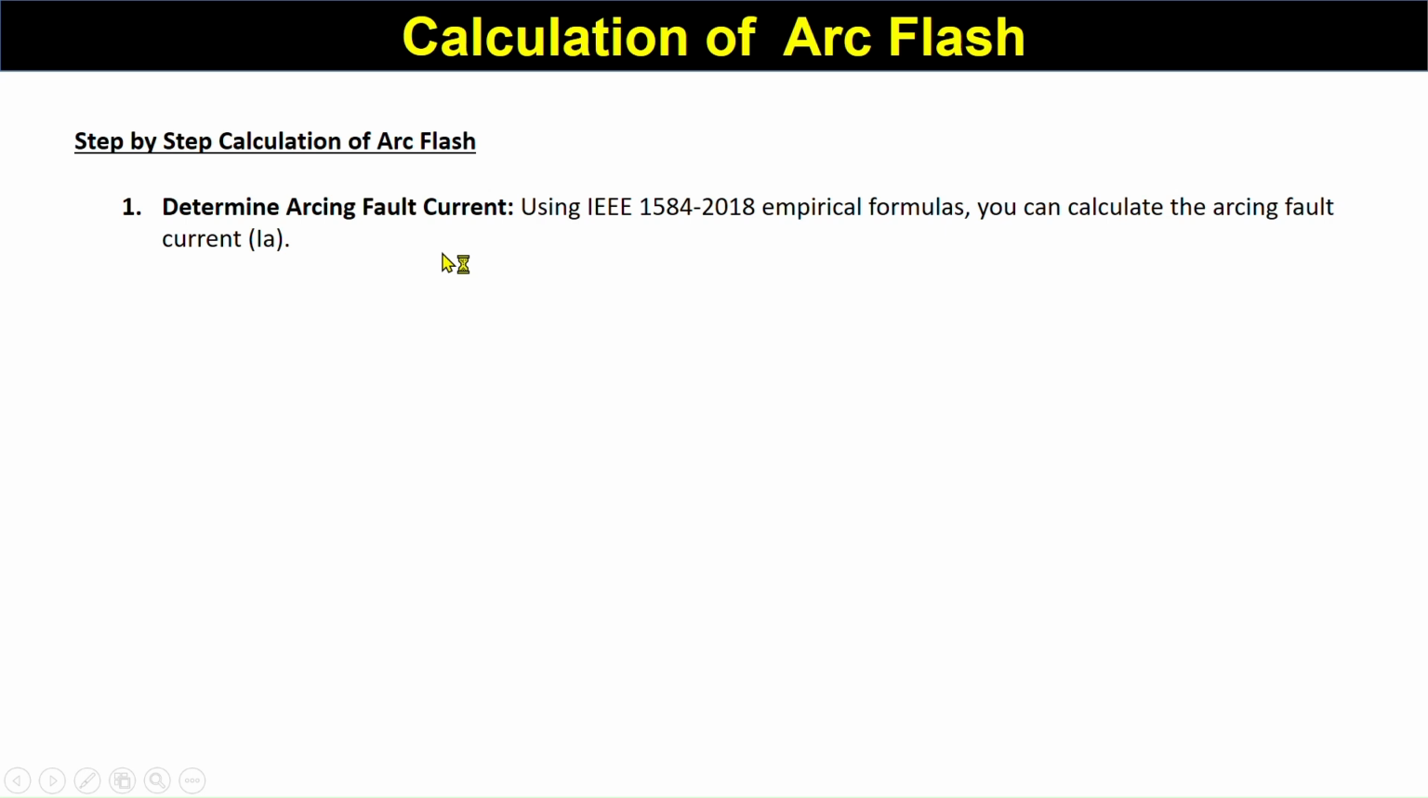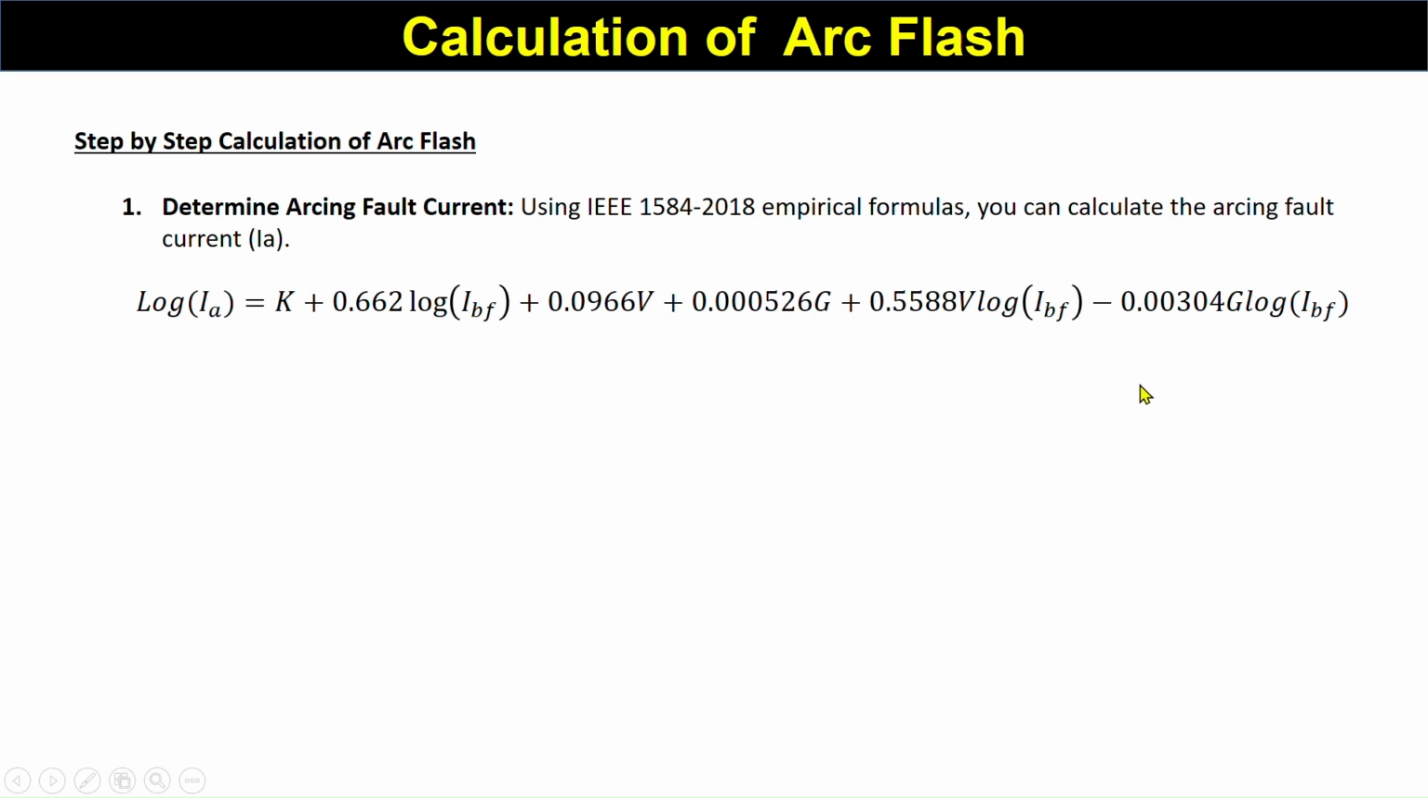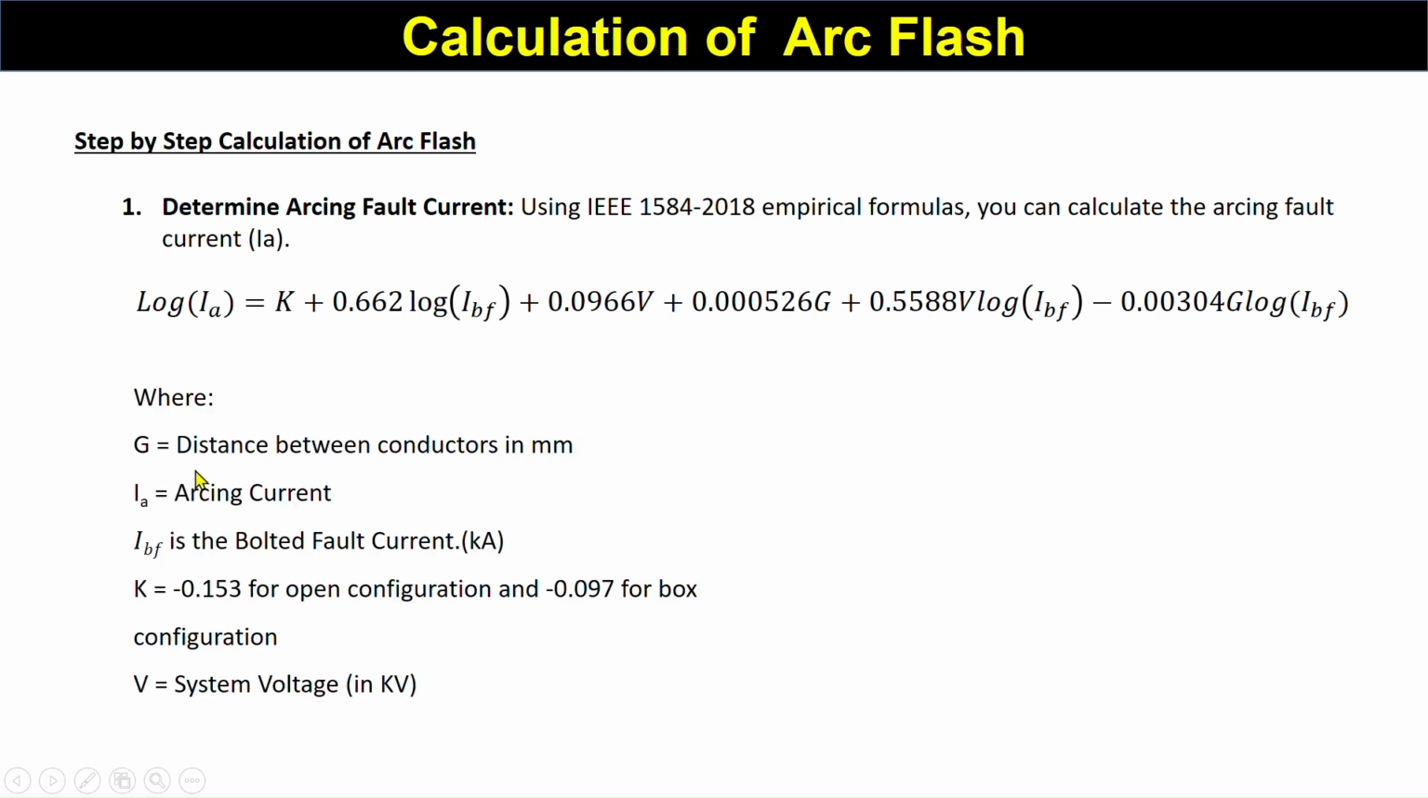Determine the arc fault current. The first step is to determine the arc fault current using the IEEE 1584-2018 empirical formula. You can calculate the arc fault current by using this formula, where G is the distance between conductors in mm, IA is the arcing current, IBF is the bolted fault current in kiloamperes, K is 0.153 for open configuration and 0.097 for box configuration, and V is the system voltage.